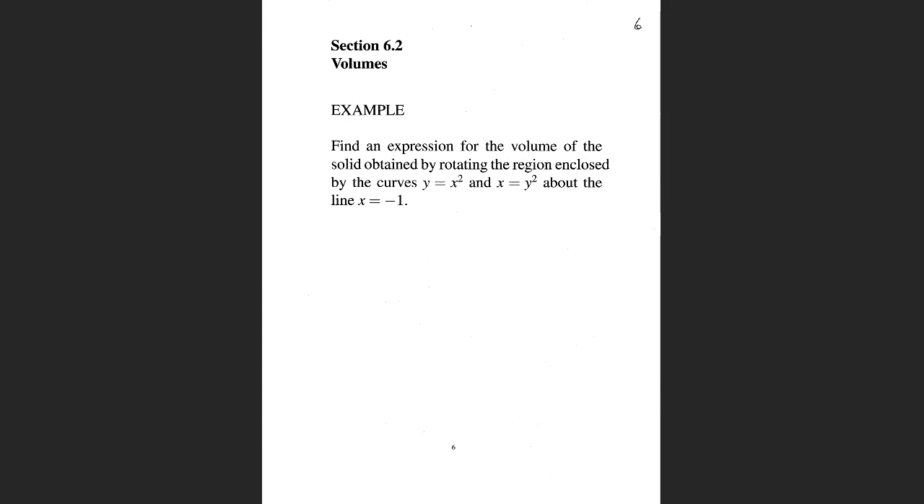Okay, so let's see what we have here. Now, we want to find an expression for the volume of the solid obtained by rotating the region enclosed by the curves y equals x squared and x equals y squared. And we're going to rotate this region about the line x equals -1.